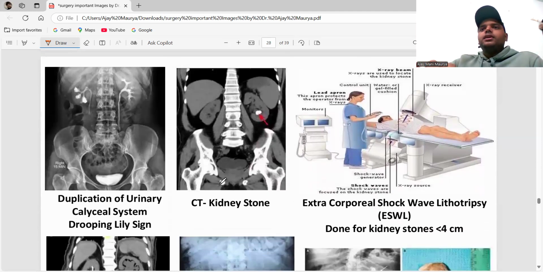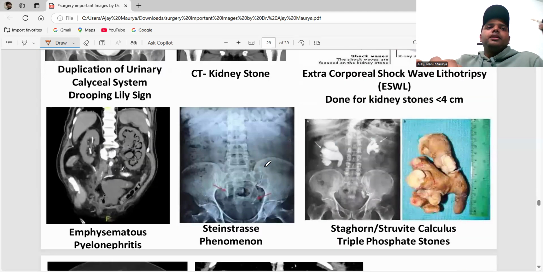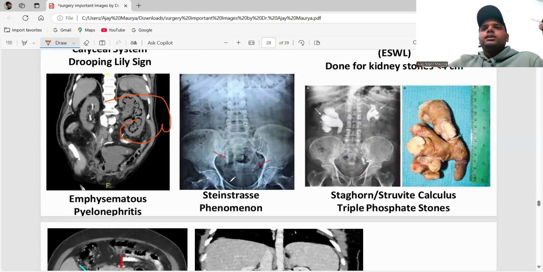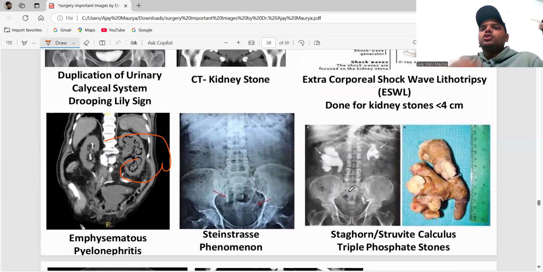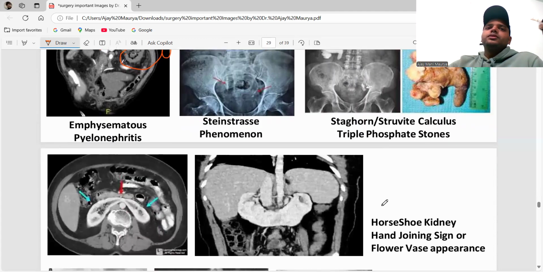See guys, there are some pictures from nephrology. Just remember, I think everyone knows this is emphysematous. Emphysematous what? It means that there is air in the pyelonephritis, in the pyelo. This is the staghorn or struvite calculus. It is the triple phosphate stones.